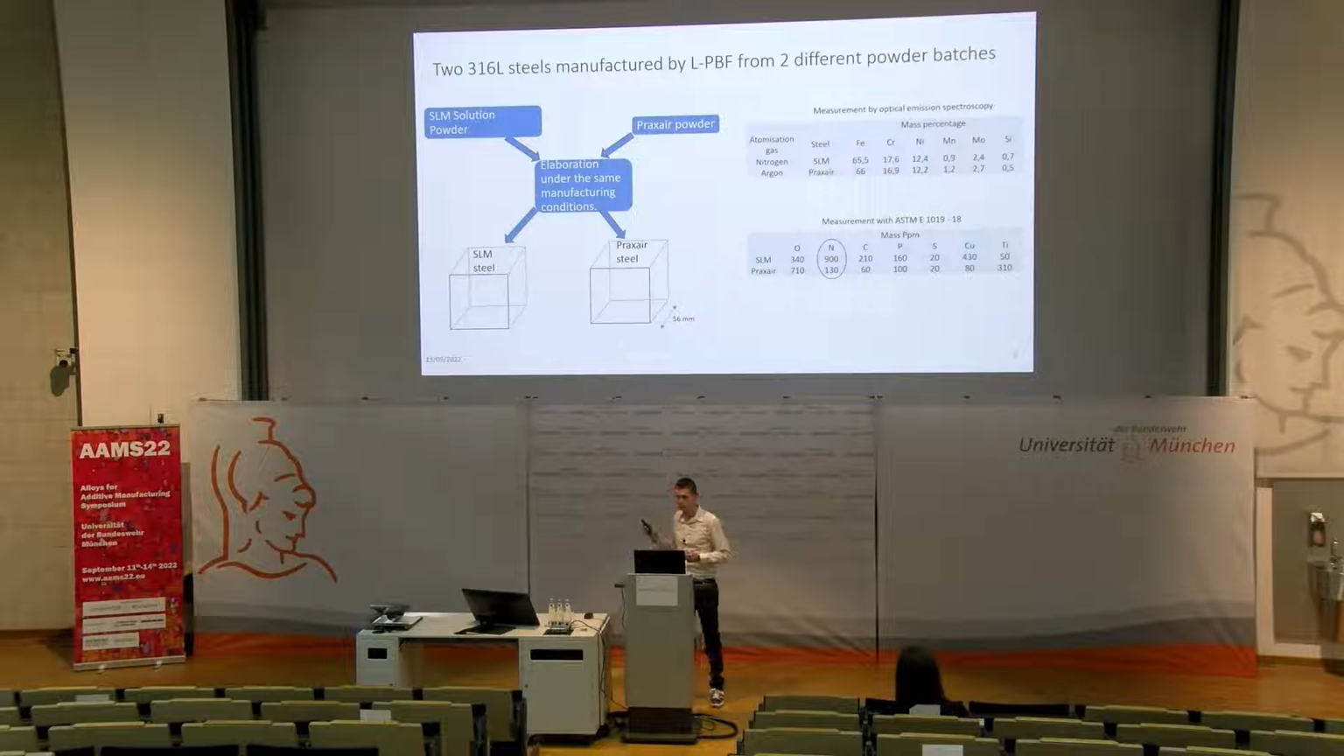the Praxair steel. In the table on the right, you can see the chemical composition of the two steels, and what is different. Both steels respect the 316L standard, but the main difference is the nitrogen content. In the SLM steel, there is high nitrogen content because the SLM powder has been atomized by nitrogen, while in the Praxair steel, there is low nitrogen content because it is atomized by argon. At this point, we would characterize the microstructure and expect a close microstructure because it has a close chemical composition. But we will see this is not the case.